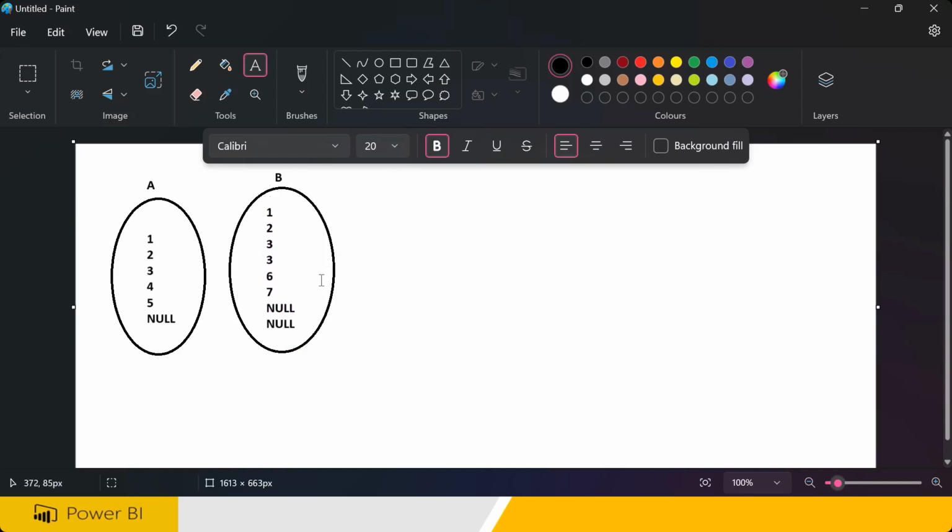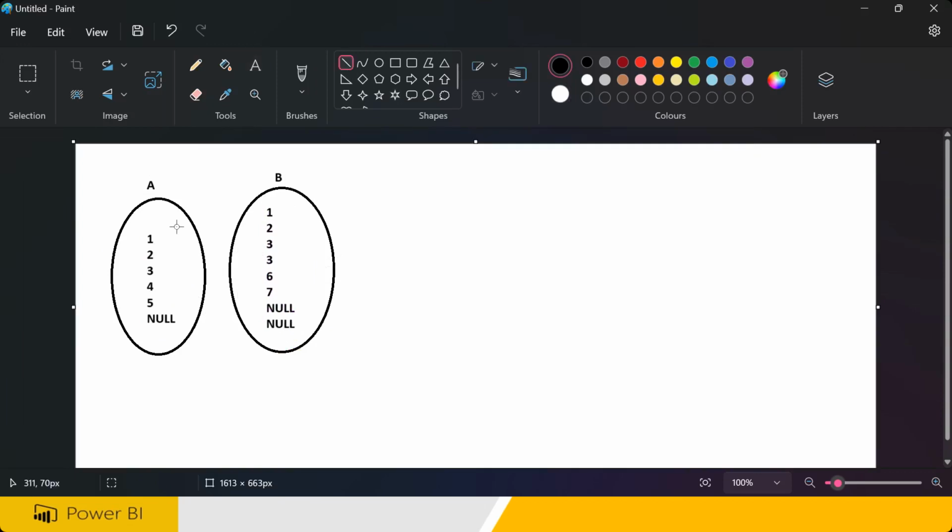I have two tables, or two sets, set A and set B. This is my data. I want to understand the matching data. 1 and 1 is matching. This is matched data. And 2 and 2 also match. This is also matched data. 3 and 3 also match, and this 3 and this 3 also match. For 4, there is no matching data. For 5, there is no matching data. For 6, there is no matching data. For 7, there is no matching data here.